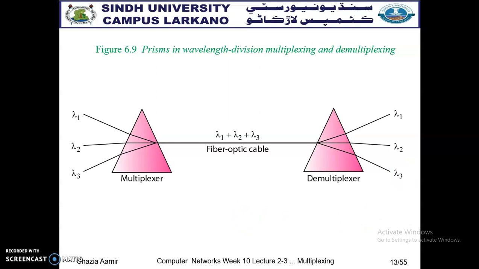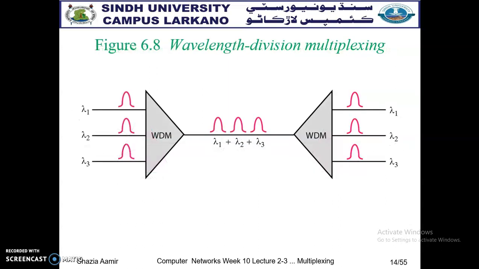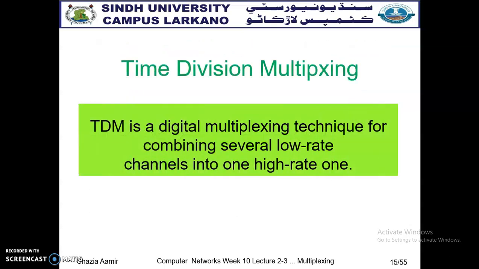So we can say that wavelength division multiplexing is used in fiber optic cables. Here is another example of wavelength division multiplexing. And then time division multiplexing.